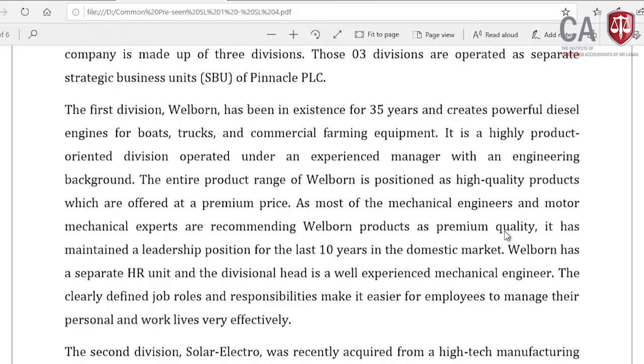So, if I summarize, what is the name of the first division? Wellborn. They make engines for boats and other similar items. If you look at their strategy, they try to offer high quality engines.